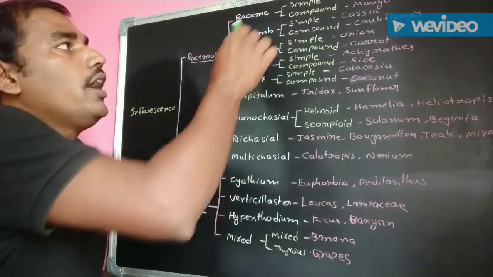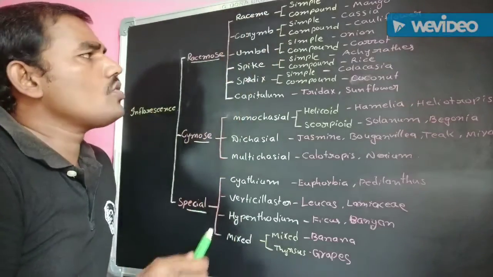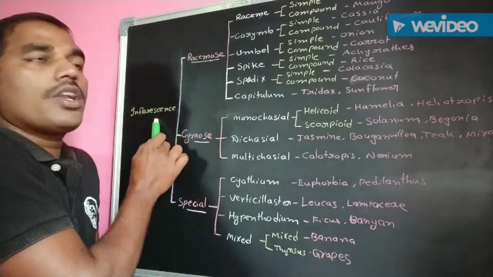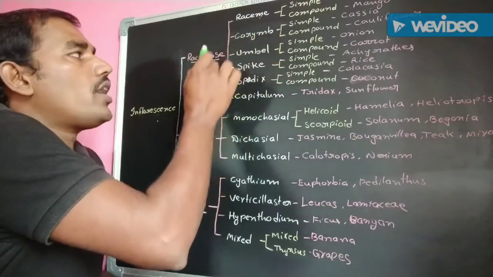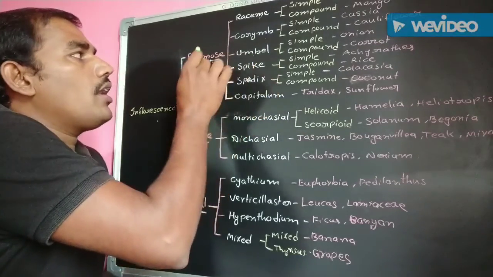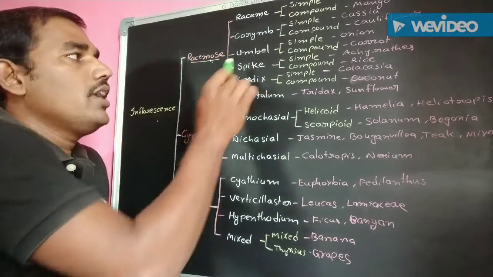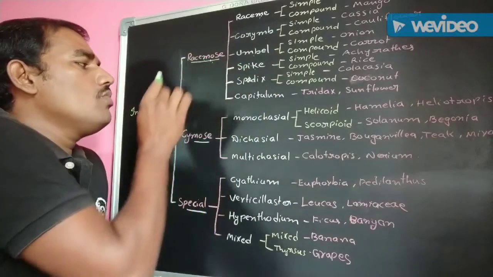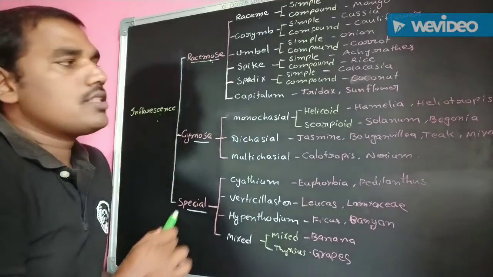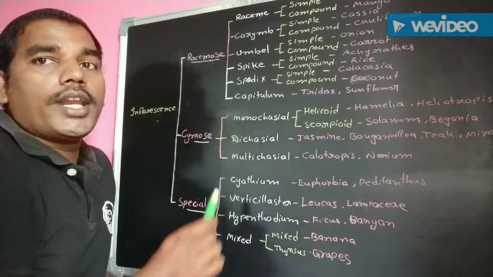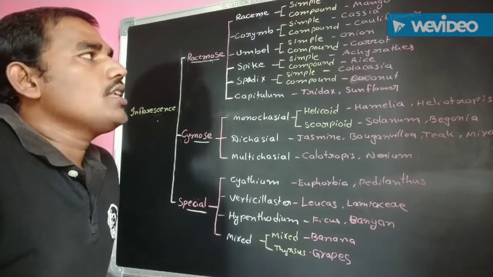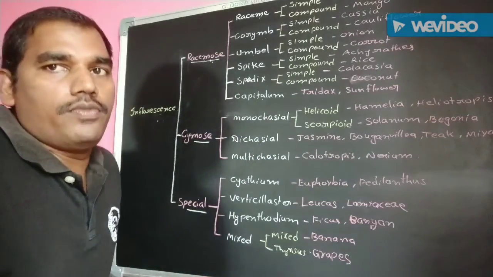What are they? Raceme, not racemose. Raceme inflorescence, comb inflorescence, umbel inflorescence, spike inflorescence, spadix inflorescence, capitulum or head inflorescence. These are the 6 types of racemose inflorescence.